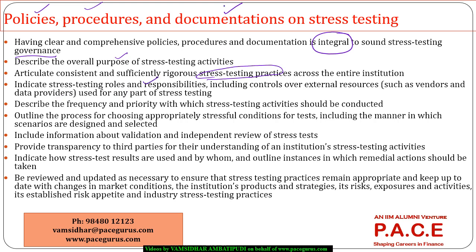Roles and responsibilities should be clearly documented. What kind of control do we have over the external resources like vendors, data providers, etc.? What is the frequency at which we'll get updates from them, and what control do we have on all the sources of external information? And what is the frequency at which the stress testing is conducted? We need to have policies and procedures in place. In which order are stress tests conducted, which first and which ones follow? There should be a clear-cut process in place.